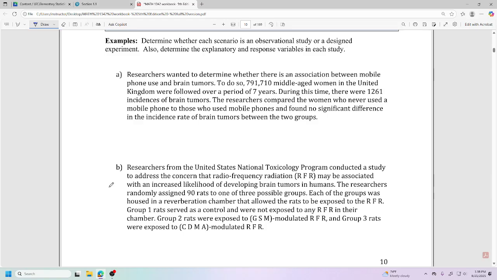We're saying, is it observing or is it experimenting? What are we changing? What are the results? You know, that kind of stuff. So I want y'all to read that.